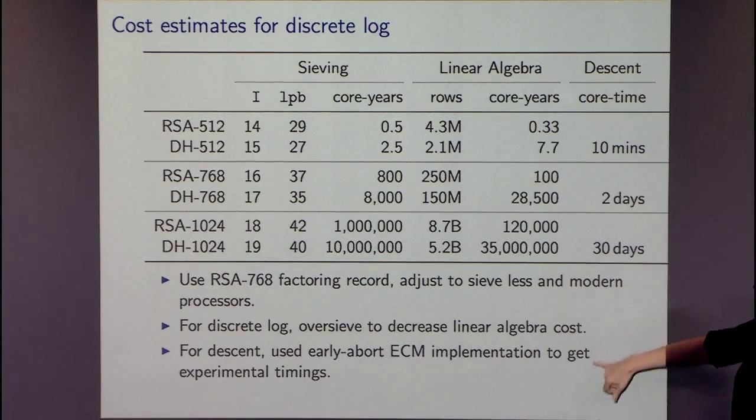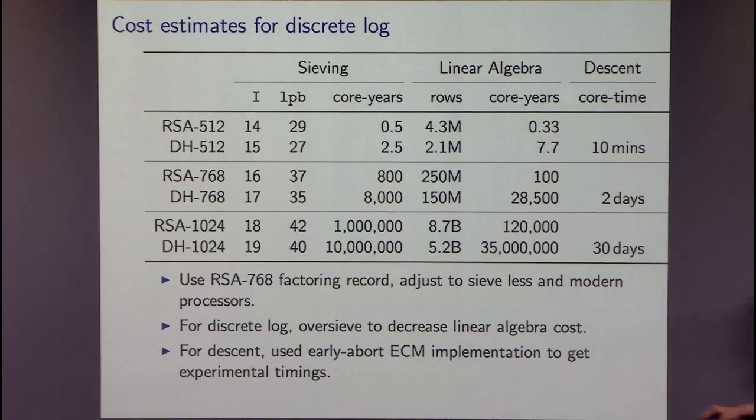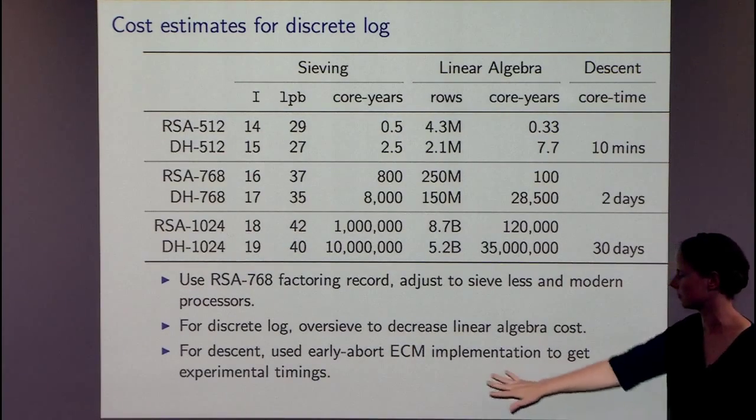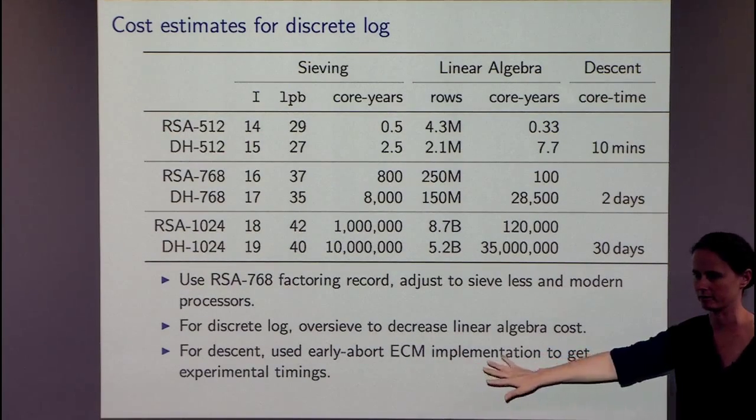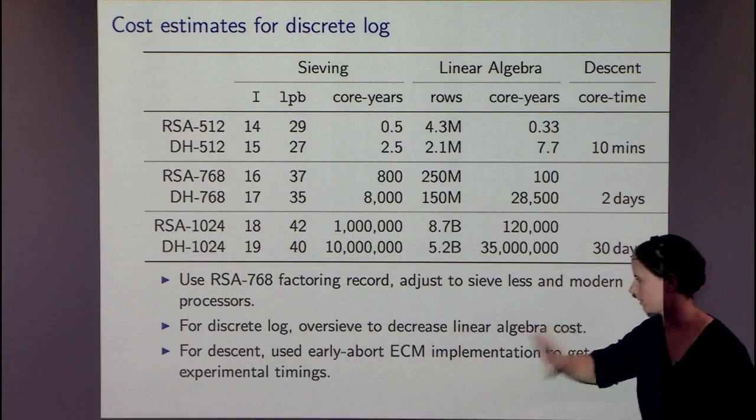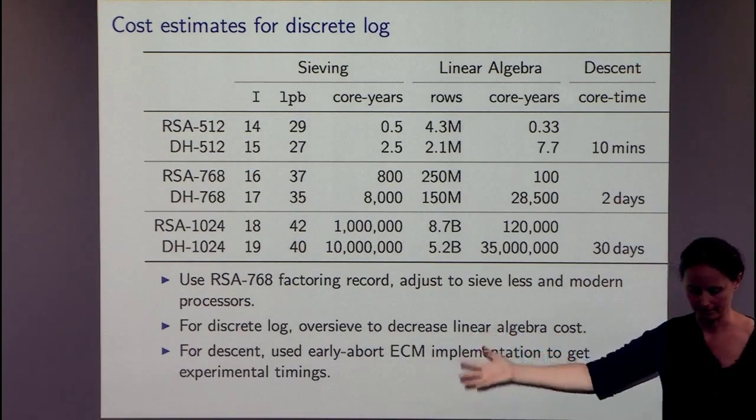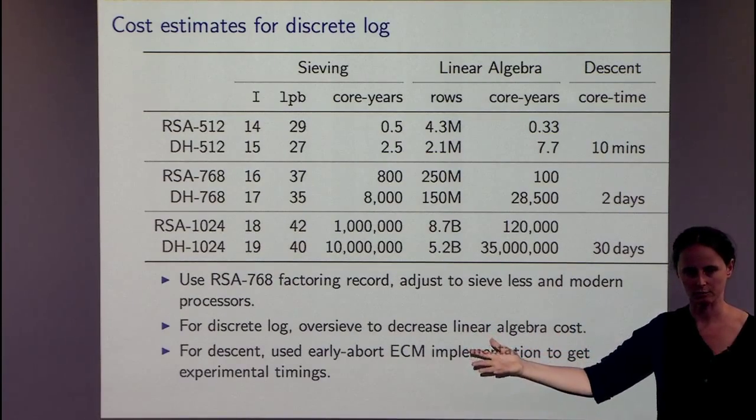This number, I mean, this was the INRIA people, some experiments with the early abort elliptic curve method. This was published by Dan Bernstein and Tanya Lange, who were talking about doing a batch number field sieve.